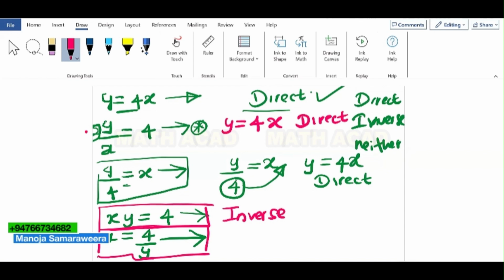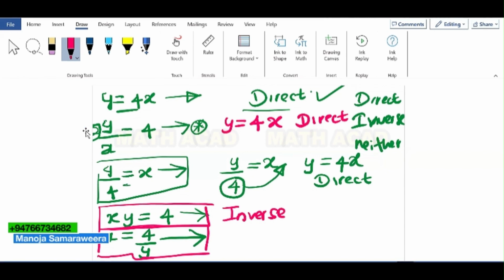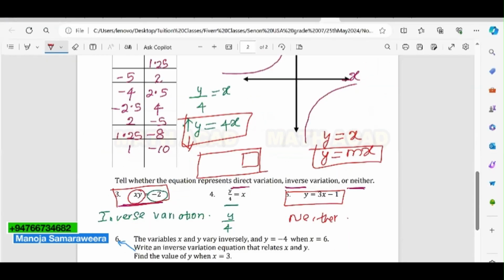x is equal to 4 over y. That will also be an inverse, because if you just multiply y, it'll just go over here. Yes, xy is equal to 4. So it's inverse. Good. Okay, we will go to the next question.